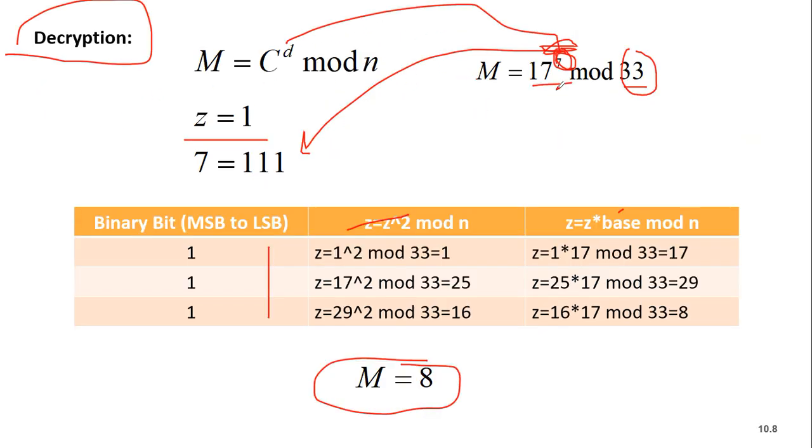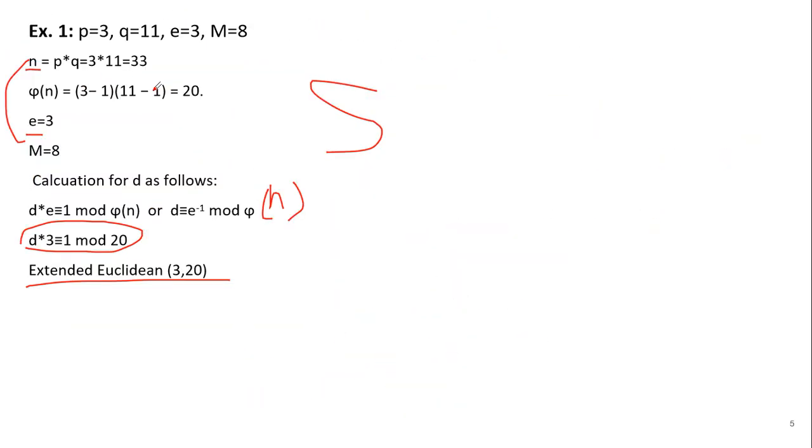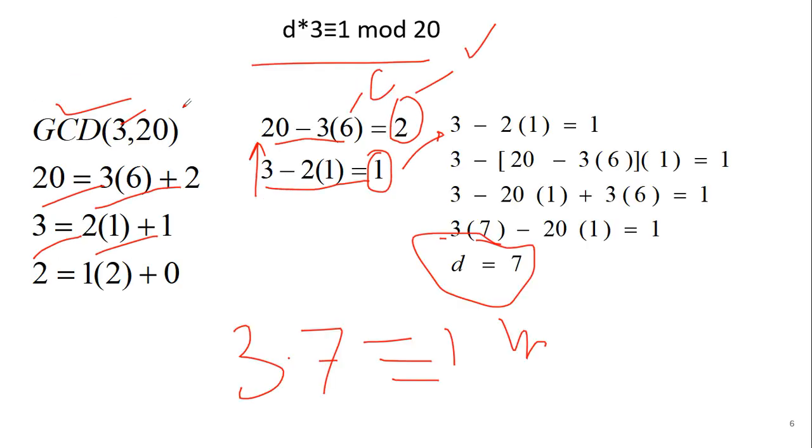So either we can solve it this way, or if this number is large, we can go by the Chinese remainder theorem. Here, for the Chinese remainder theorem, dp is equal to d mod (p minus 1). Now our d is the private key, that is 7, and p is obtained by dividing the number 77, which is 3 into 11. So p is 3 and q is 11.